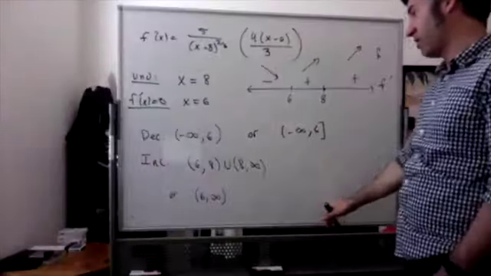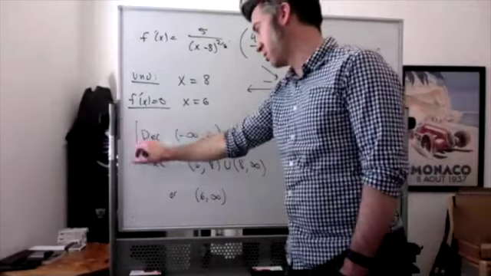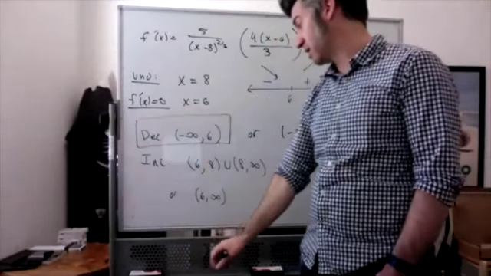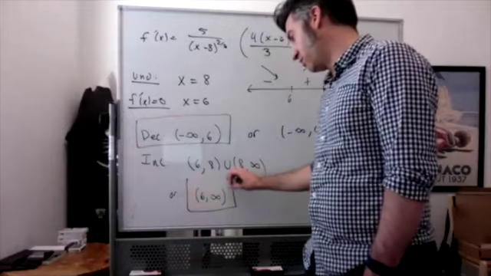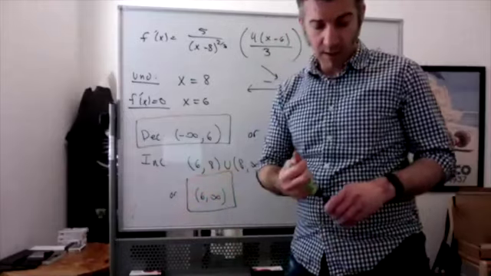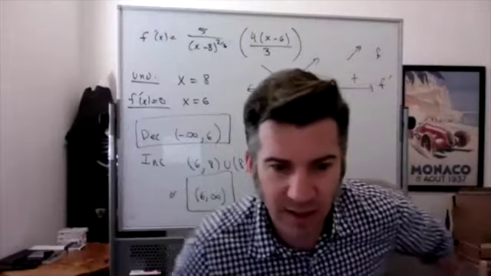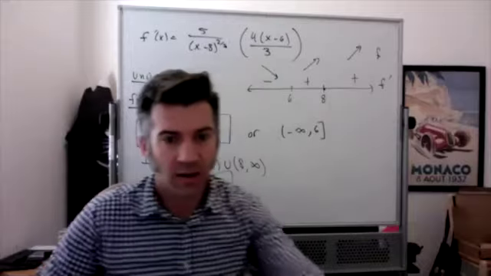So I believe our answer should be that it's decreasing on the open interval from -infinity to 6, and it's increasing on the open interval from 6 to 8. If I wasn't sure about that, I would graph it. So let's take a look at the graph. Wow, the time has gone by. Okay.